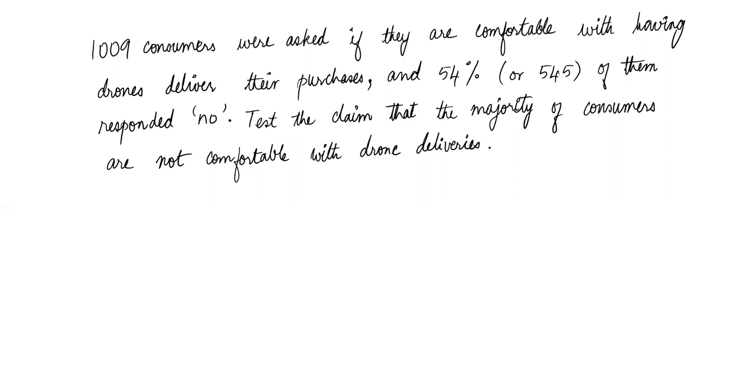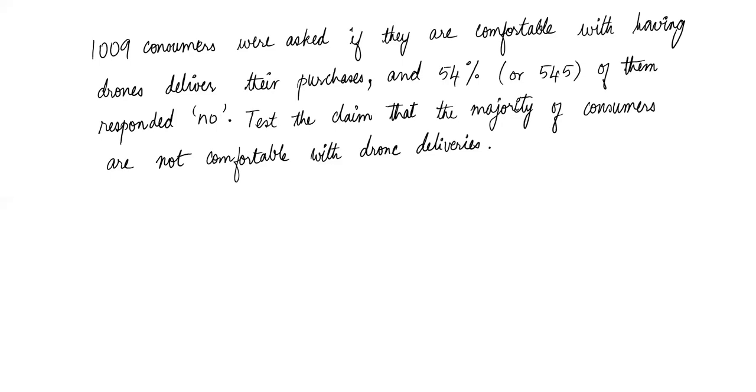All right. So if you look at this question again, 1009 consumers were asked, and among them, 54% responded no. But the claim says the majority of consumers are not comfortable with drone deliveries. If you understand the language here, you will see that they found some information from the sample and used that information to cast it upon the entire population. The entire population is all consumers. Okay. Let's assume this was to do with Amazon. Then we're talking about all Amazon consumers all over the world, right?